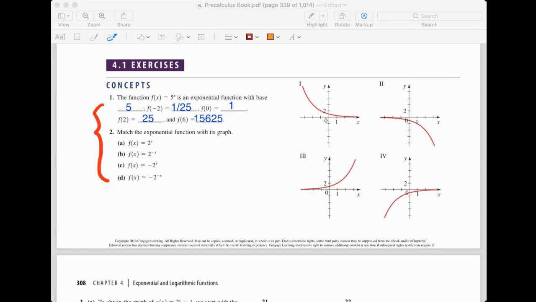And then anybody else? Okay, Rena wants to do 2a. Go ahead, Rena. For a, it's f of x equals 2 to the x. So the graph would be the number 3. Number 3. Yes. All right. Anybody else want to show it?